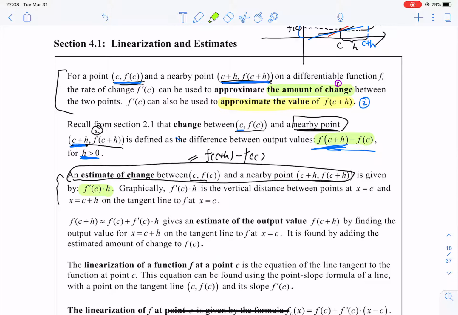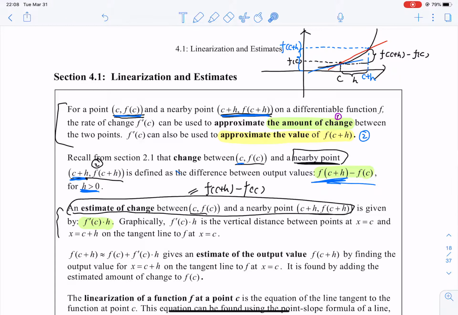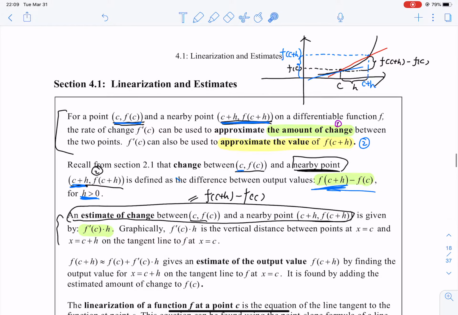How can we use f prime of c to estimate the change? And graphically, f prime of c multiplied by h is the vertical distance right here. It's the vertical distance between the point at x equals c right here, and the second point x equals c plus h right here. The vertical distance is here on the tangent line to f at the point c. So for the first question, we showed it graphically, and this is the formula.